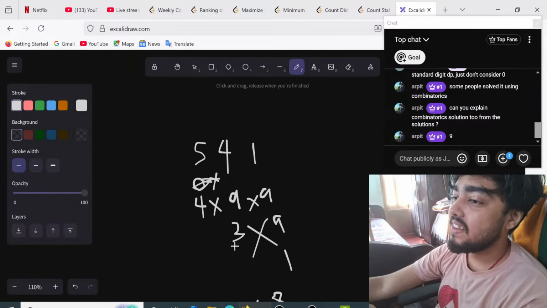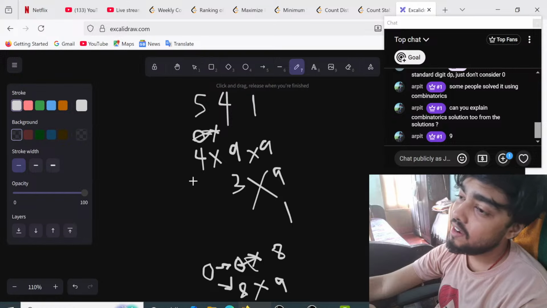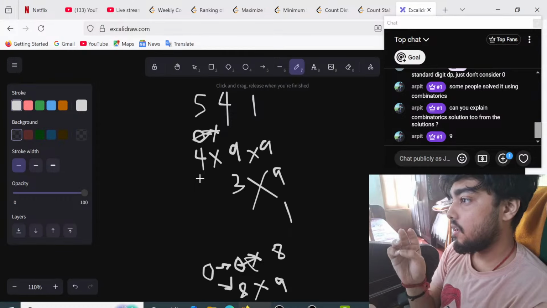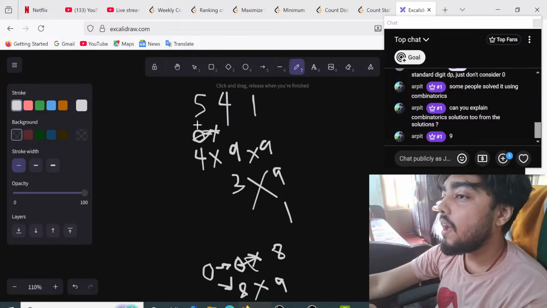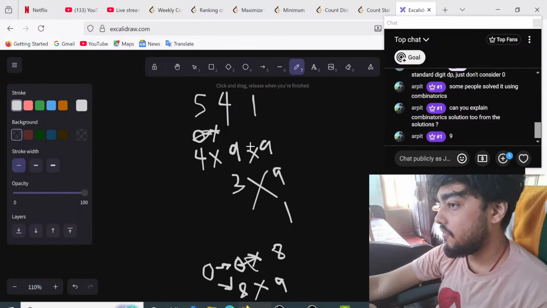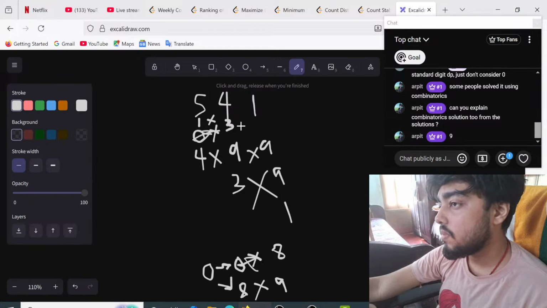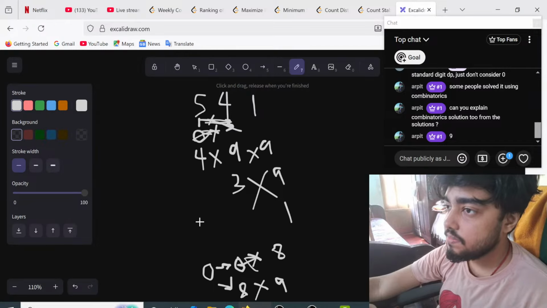So it is 4 into, okay, 1, 2, 3, 4, 4 into this. Okay, I forgot the 5 condition, no? I forgot the 5 condition. So for 5, it will be 1 into 3 into 9. Sorry, 1 into... No. I am considering the 5 condition.